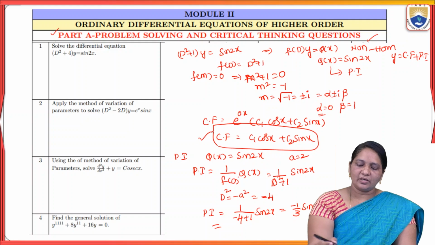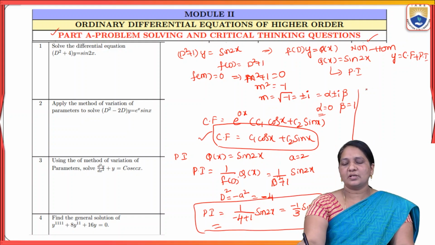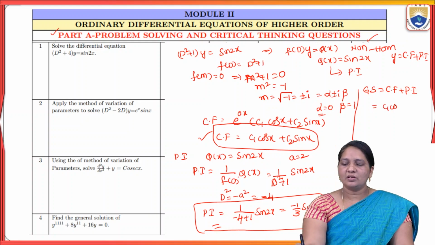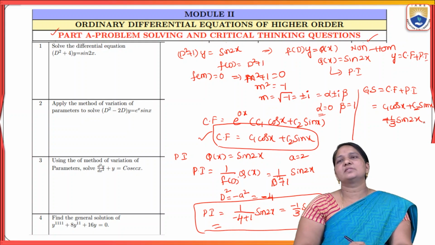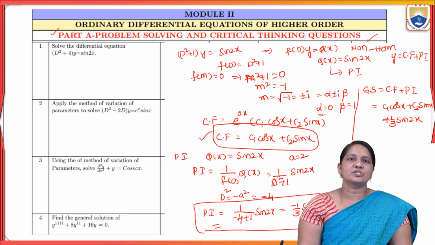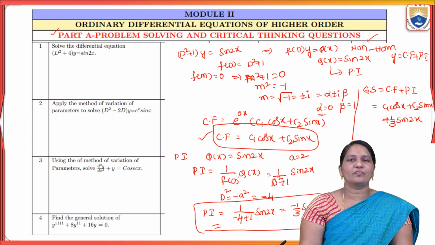So we have already calculated the complementary function and the particular integral. What is the general solution? General solution equal to complementary function plus particular integral, that is c1 cos x plus c2 sin x plus minus 1 by 3 into sin 2x. This is our general solution. This is the way to solve any given differential equation by using the methods based on the Q(x) value.